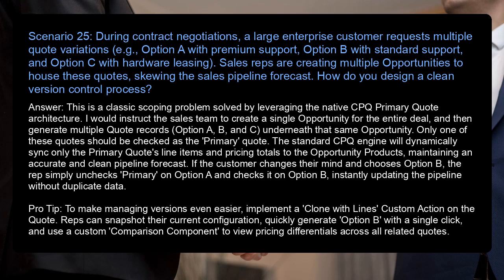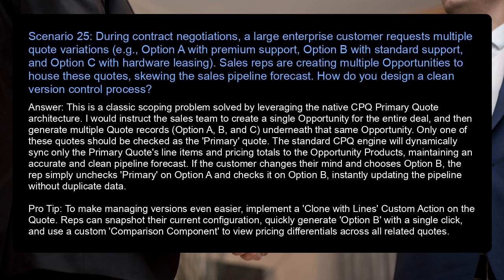Scenario 25. During contract negotiations, a large enterprise customer requests multiple quote variations, for example, option A with premium support, option B with standard support, and option C with hardware leasing. Sales reps are creating multiple opportunities to house these quotes, skewing the sales pipeline forecast. How do you design a clean version control process?